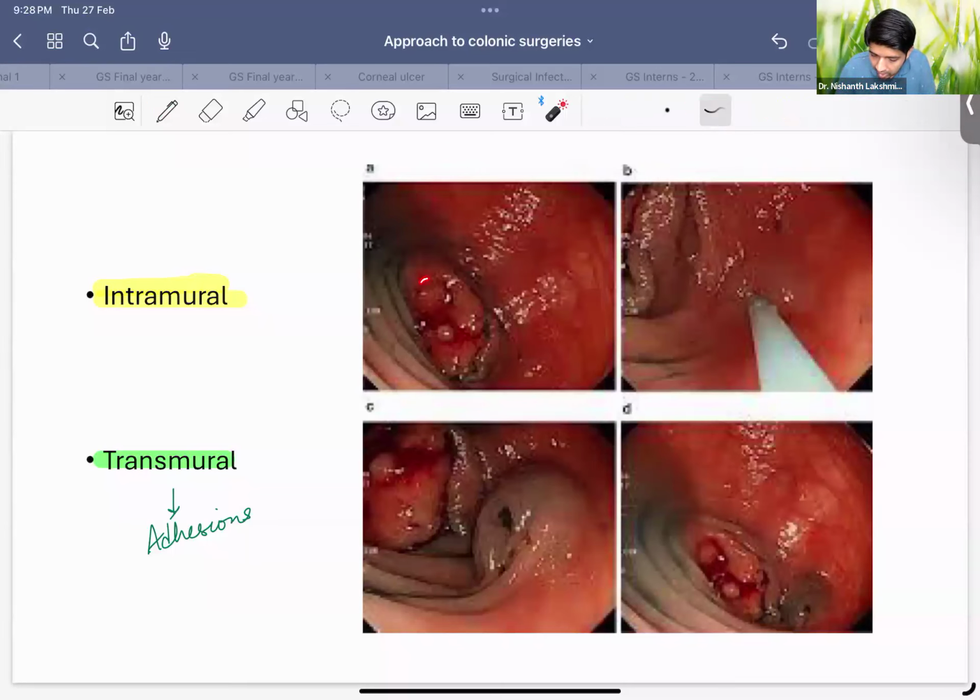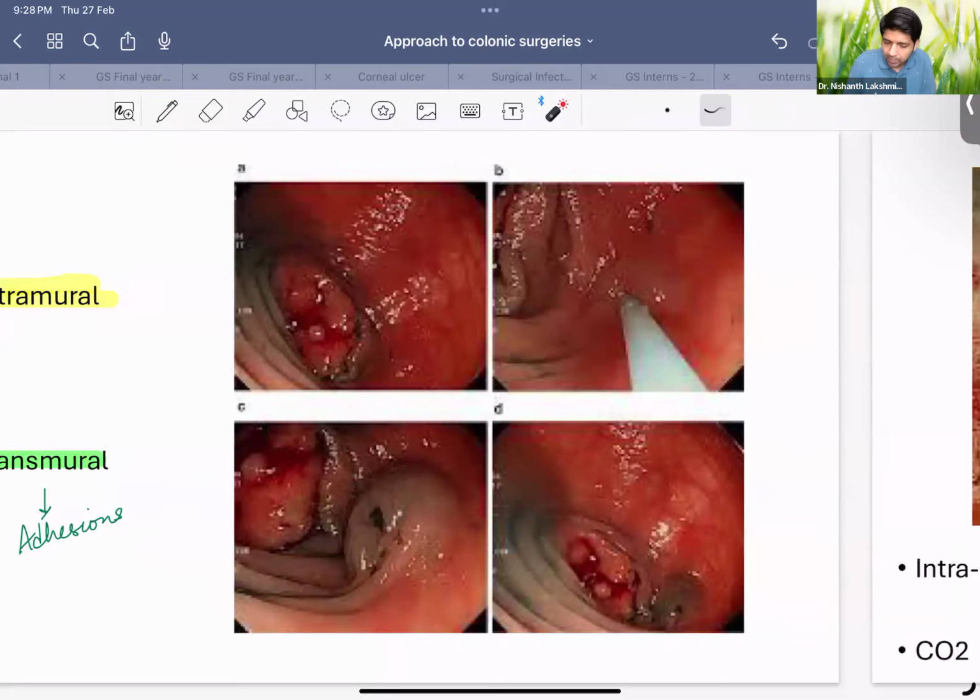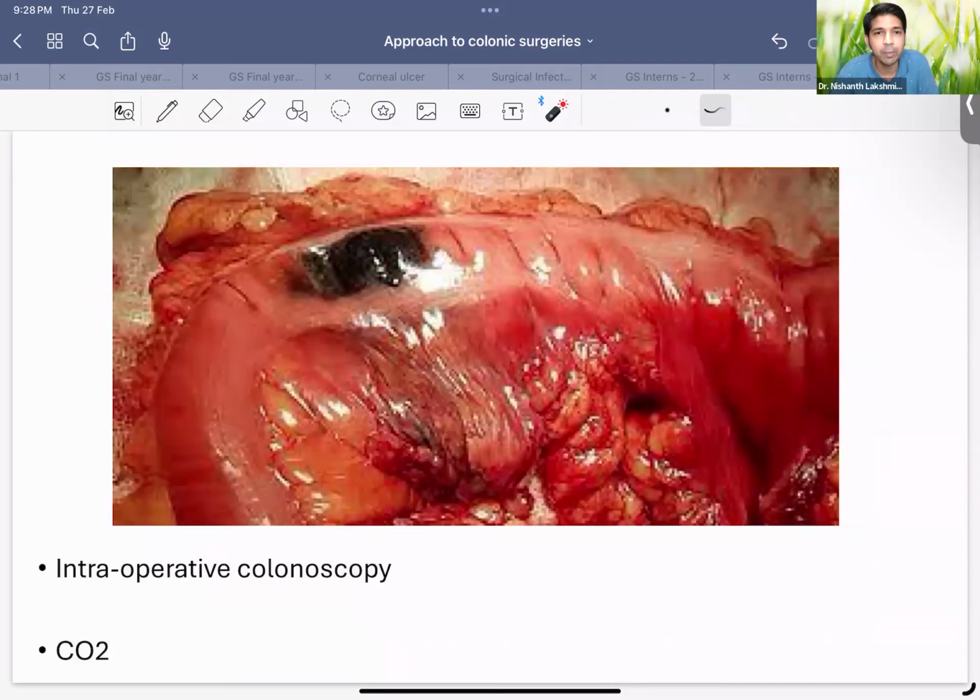So you can see here is a very small tumor. They are injecting all around it. Okay, injecting all around it. And this is how it's going to look on table. See, if you just look at the colon per se, can you even make out there is a tumor underneath that area? You can't, right? It's not like an obvious growth. So that is the role of tattooing with the help of colonoscopy.